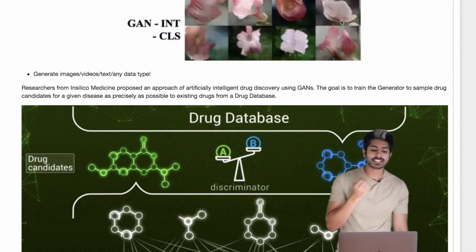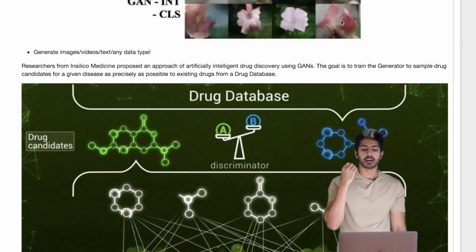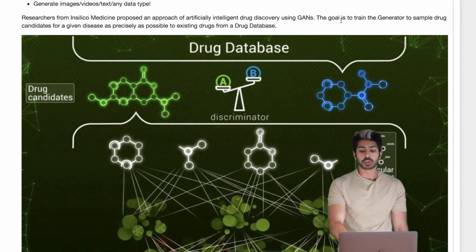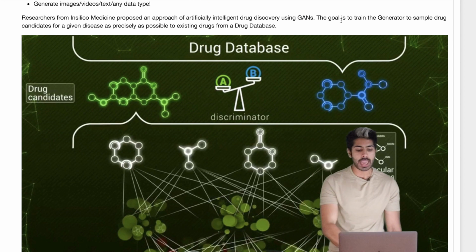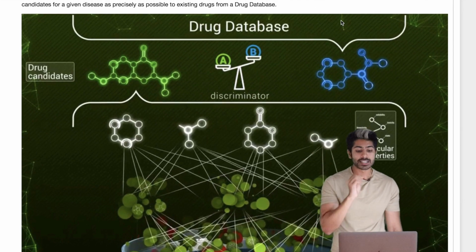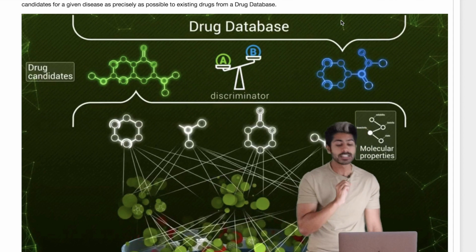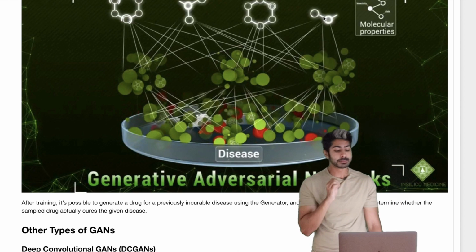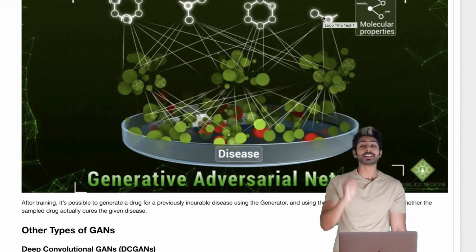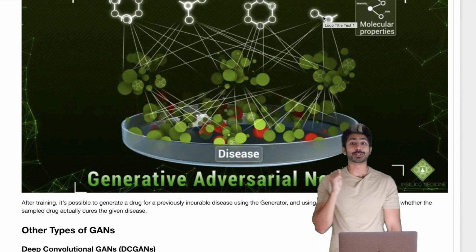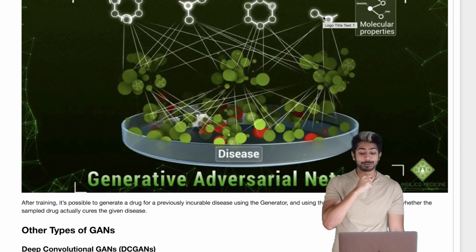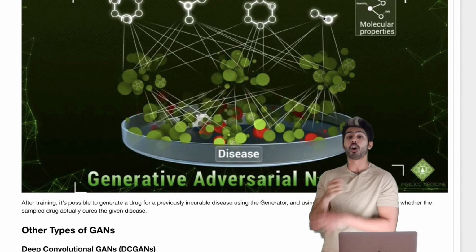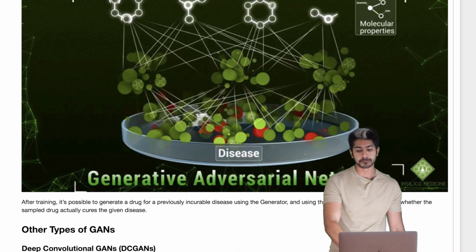So these researchers at In Silico Medicine said, let's generate a new drug using GANs. So the goal was to train the generator to sample drug candidates for a given disease as precisely as possible to existing drugs from a drug database, right? And so what happens is, after training, it was possible for them to generate a drug for a previously incurable disease using the generator and using the discriminator to determine whether the sample drug actually cures the given disease. So there are a lot of use cases for this.